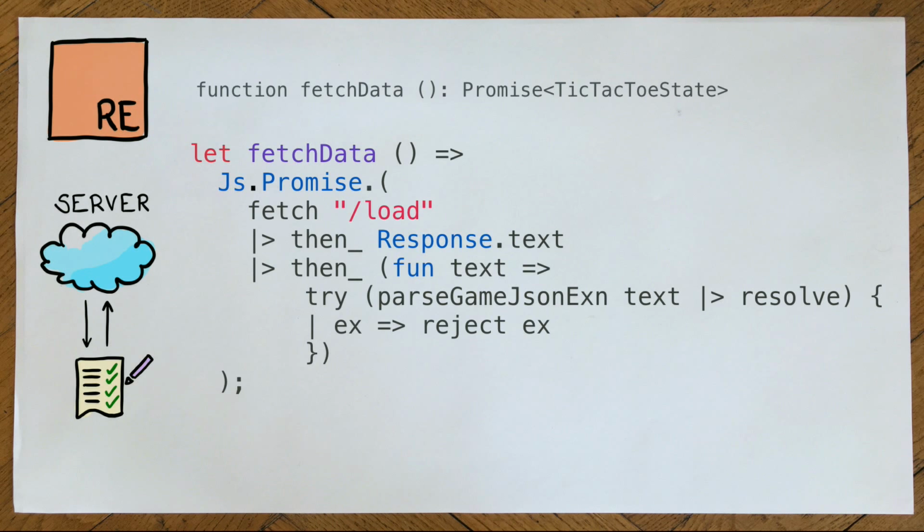Okay, so again, we don't use any type information here because Reason is already capable of doing that. And here is just so you can relate to it. This is how we would use it in Flow. We just expose return type promise tic-tac-toe state. That's it.